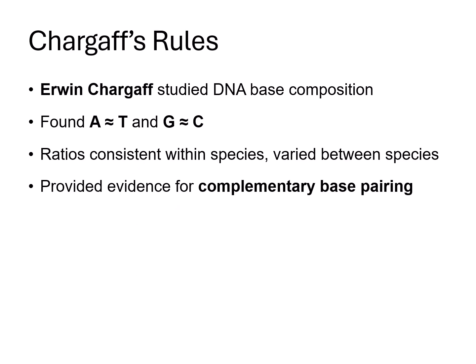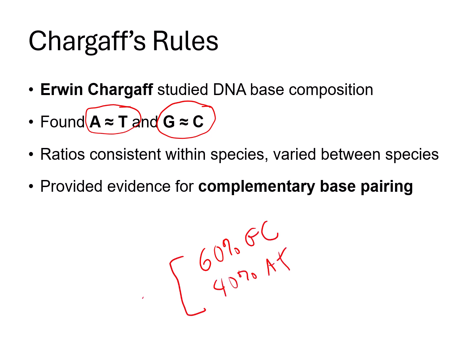Erwin Chargaff studied DNA base composition and found that the number of A's within a DNA molecule is always very close to the number of T's, and the same thing is true between G's and C's. And this is true within each species, but the ratios can vary between species. For instance, within a single species, they might have 60% G's and C's in their DNA, but only 40% A's and T's. So this is maybe species 1.